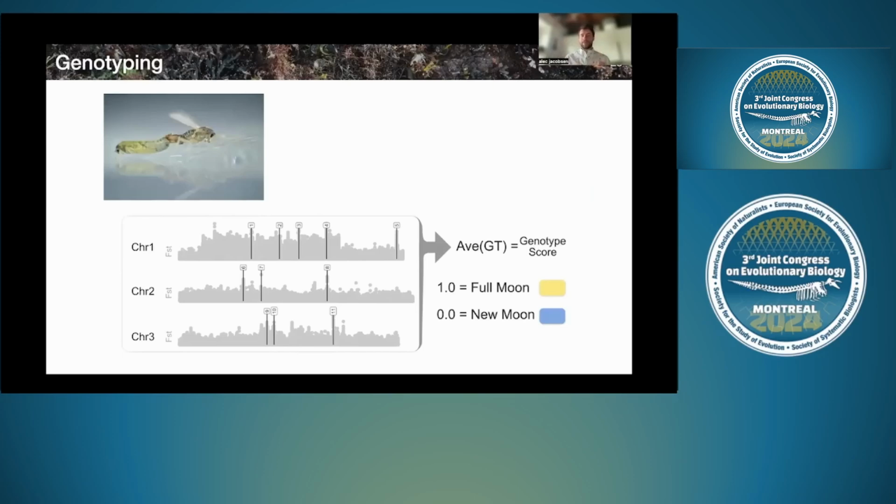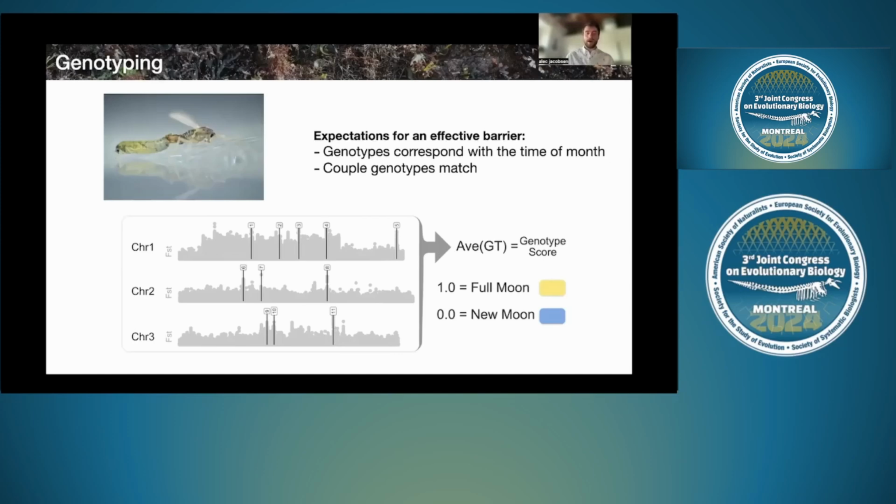And by genotyping these high FST SNPs in these regions, we can assign individuals into full moon chronotype or new moon chronotype. And our expectation is that if the timing is an effective barrier to reproduction, then the genotype should correspond with the time of the month, as well as the couple genotype, so within a couple, they should match each other. So full moon should be mating with full moon, and new moon should be mating with new moon.